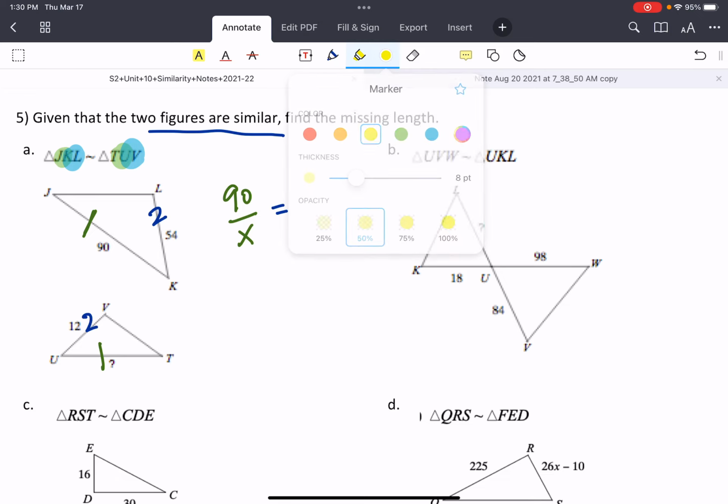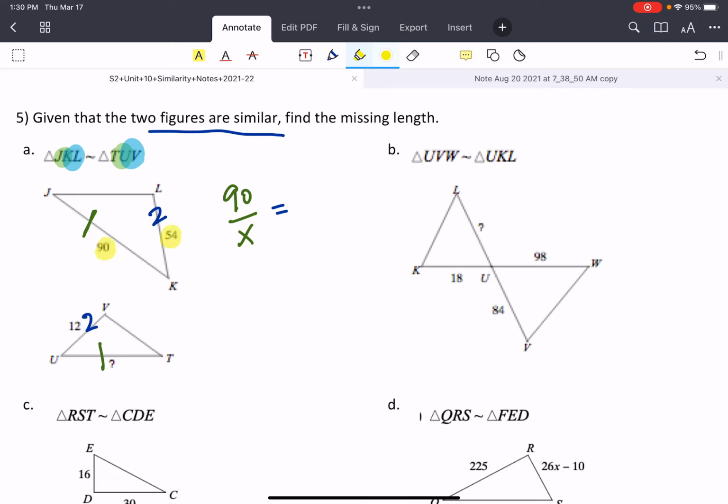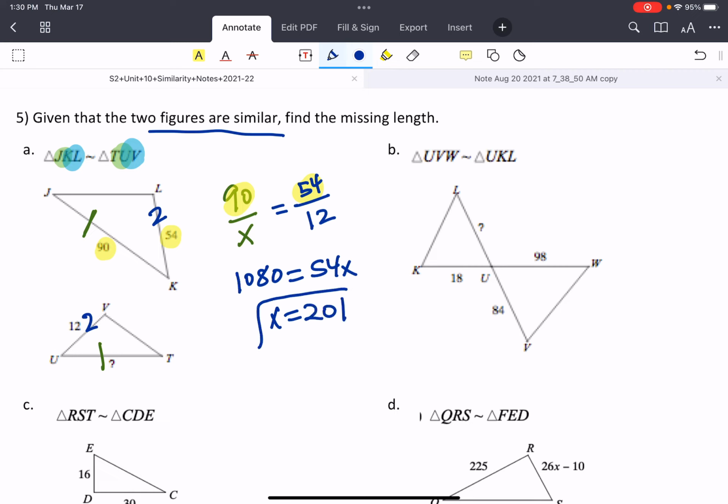So let's highlight that in yellow again. So 90 goes on top, so we're going to want our yellow one to hit in that spot. So we're going to put our 54 there. And then our x goes with 12. All right, this is going to give us a better answer. So 90 times 12 is 1,080, which is equal to 54x. And then we get x equals 20. That looks like a better answer.